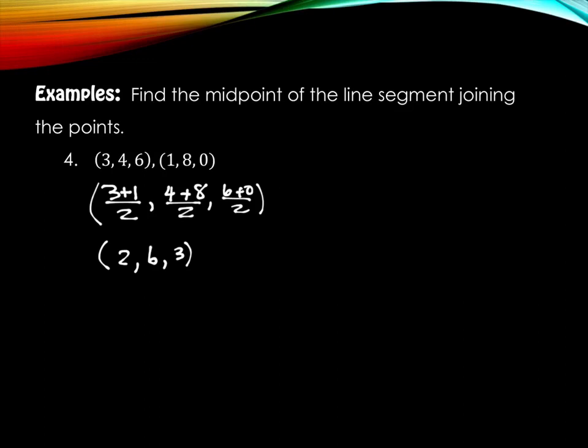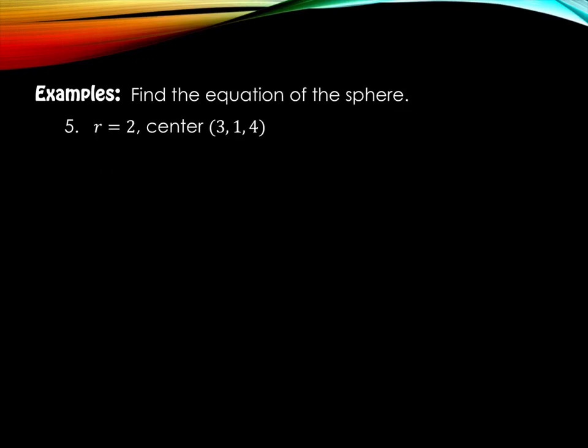Okay, equations of a sphere. Now, we haven't actually done equations of a sphere in class yet, but you've done something that's equivalent in 2 dimensions. You've done circles. So how does it work differently? Well, you just have a third component, just like you did with the midpoint a minute ago, right? So our center is 3, 1, 4.